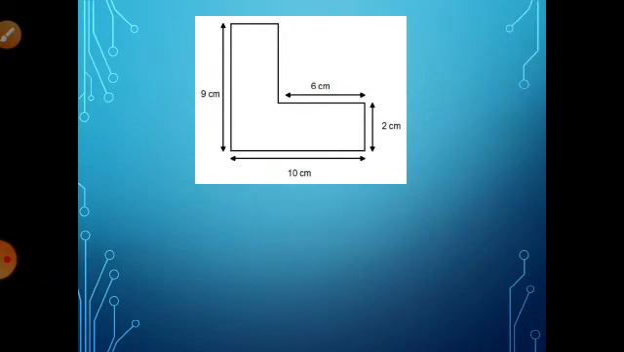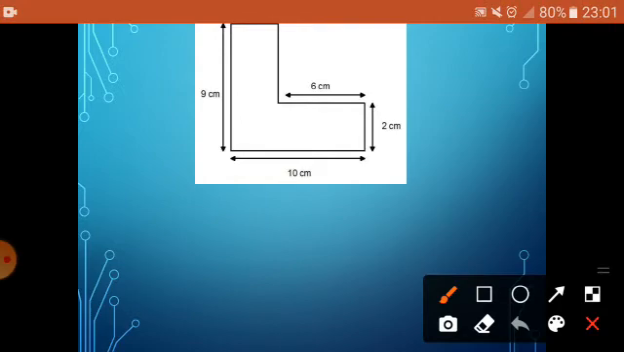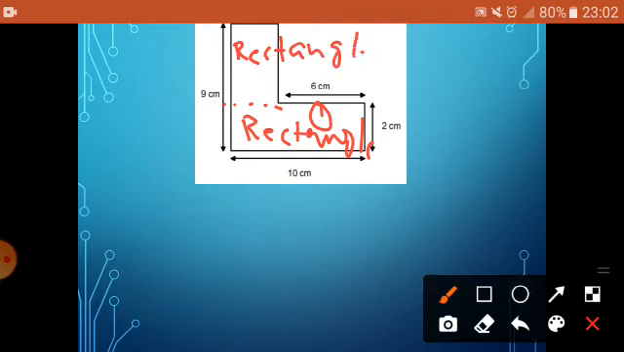Let's have another example exactly the same. So what you can do over here, you can split the shape in this way. So you can say this rectangle 1, and you can say this one rectangle 2. So in this way you can also give the names, and you can calculate the area of this shape in the same way I have shown you the steps in the previous question.